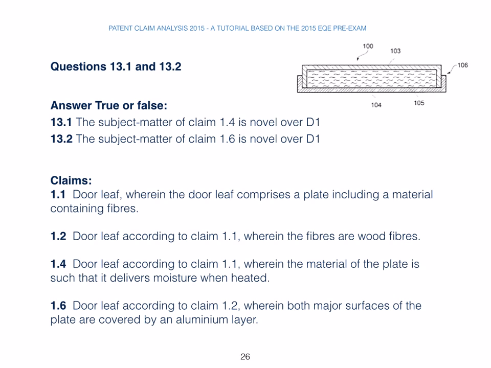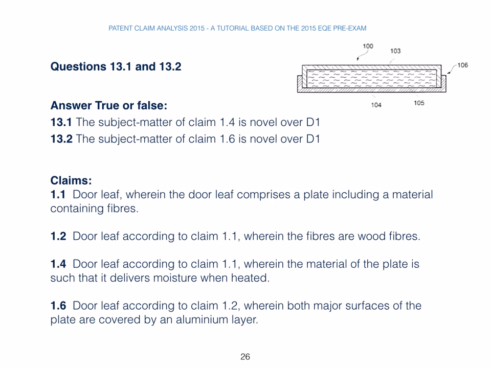Let's just have a look at the claims. Claim 1.4 depends upon claim 1.1. Claim 1.1 is a door leaf, wherein the door leaf comprises a plate including a material containing fibers, and 1.4 contains wherein the material of the plate is such that it delivers moisture when heated. And claim 1.6 depends upon claim 1.2. So claim 1.2 specifies that the fibers are wood fibers, and claim 1.6 adds that both major surfaces of the plate are covered by an aluminium layer.